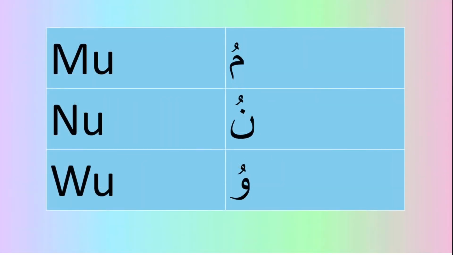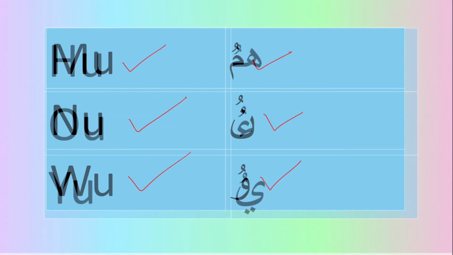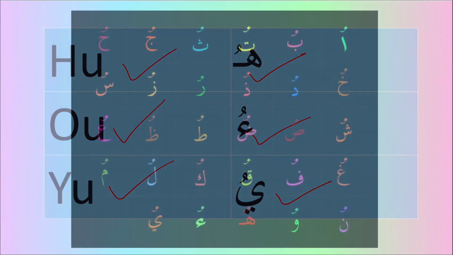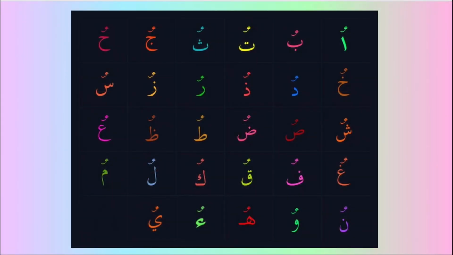Our next letter is meem. Meem dhamma mu. Noon dhamma nu. Waw dhamma wu. Okay. Our next letter is ha. Ha dhamma hu. Hamza dhamma u. Ya dhamma yu. Okay. Short vowel should be short and it should not be more than one count. Okay. And when you say oo, put your lips in a circle and say oo.